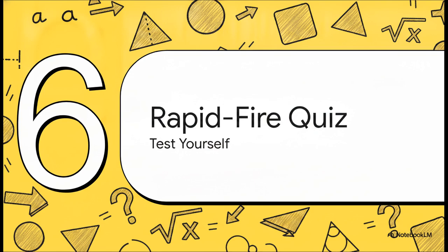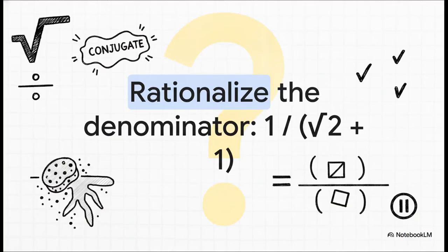Section 6, Rapid Fire Quiz and Practice. Test yourself. All right, let's bring the energy of a live classroom right here, right now. It's time to challenge yourself and apply what you've just learned. Here's your rapid-fire practice question. Rationalize the denominator of 1 divided by root 2 plus 1.